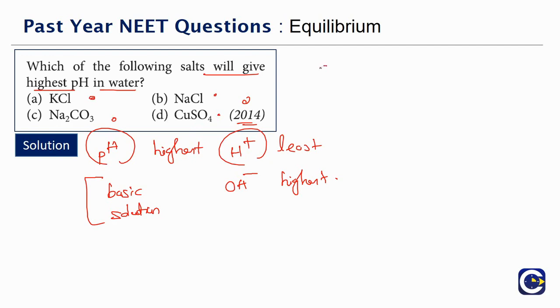If you look at option A, KCl, it's a salt of potassium hydroxide and HCl. It's a salt of strong acid and strong base. So these solutions are what? Neutral. Solutions of salts formed by strong acids and strong bases will be neutral. Similarly, if you look at NaCl, that is formed from NaOH and HCl. That is also a salt of strong acid and strong base.